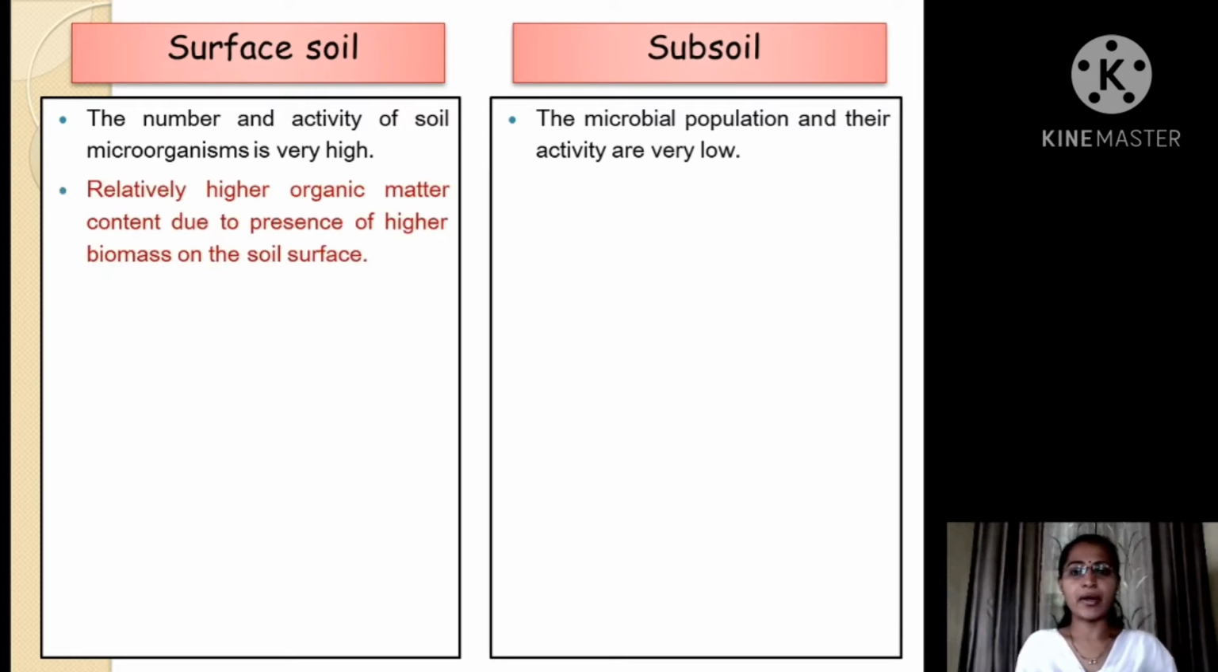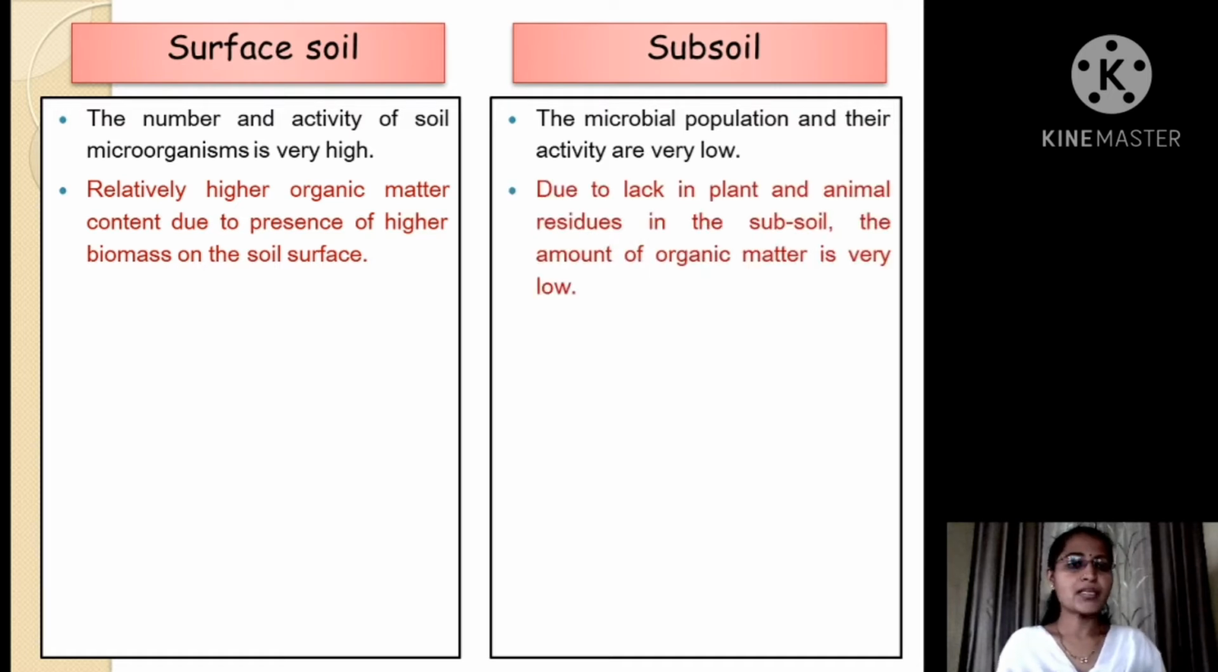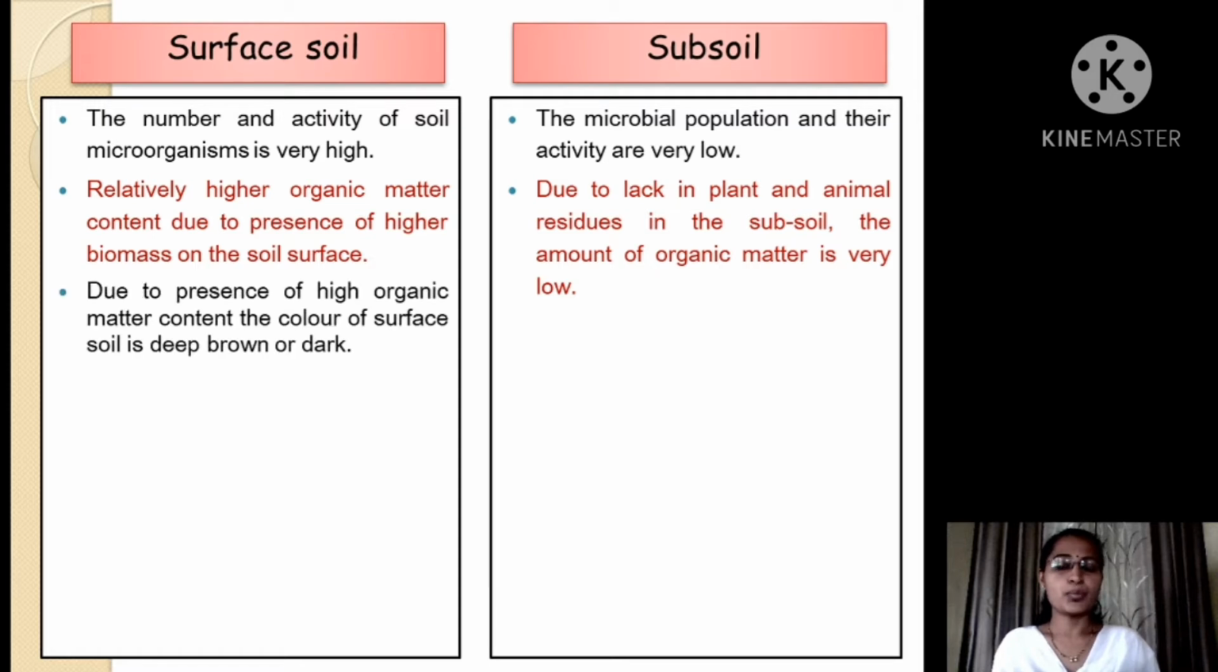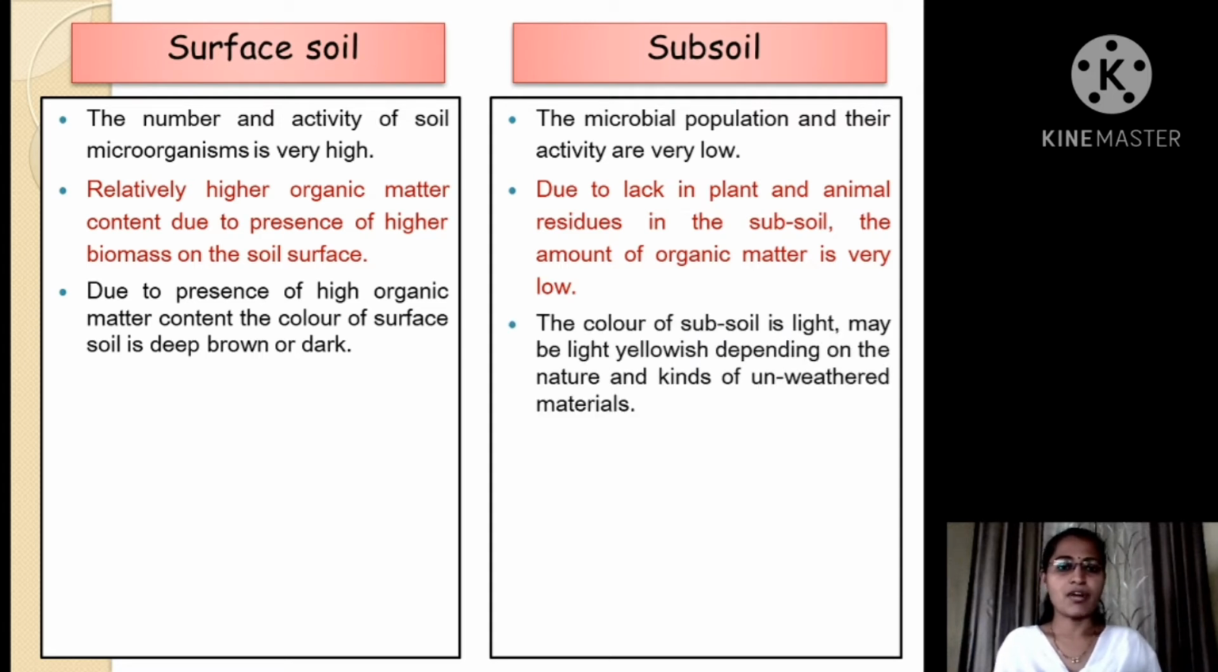Surface soil has relatively higher organic matter content due to the presence of higher biomass on the surface. While in subsoil, due to lack of plant and animal residues, the amount of organic matter is very low. Due to the presence of high organic matter content, the color of surface soil is deep brown or dark, while the color of subsoil is light. It may be light yellow, depending on the nature and kinds of unweathered materials.